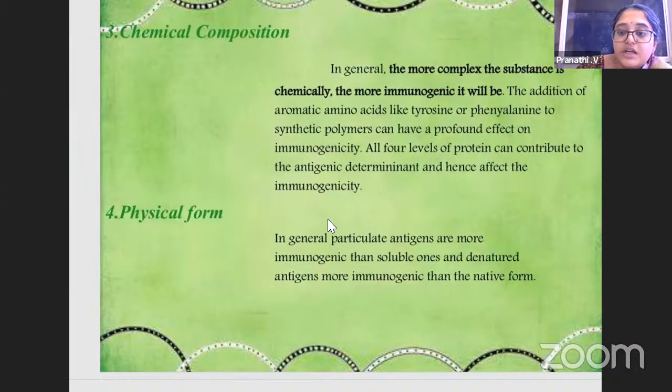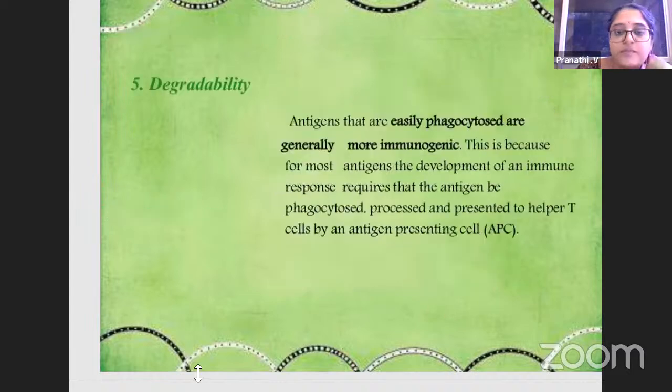Chemical composition: a greater amount of aromatic amino acids such as tyrosine or phenylalanine can have a profound effect, meaning it will definitely trigger your immune system. Physical form: those which are insoluble in nature, as compared to soluble or denatured ones, are more immunogenic. Degradability also: those that are easily phagocytosed are generally more immunogenic. And they should be able to be phagocytosed, processed, and presented by your antigen presenting cells to the T helper cells that are present.